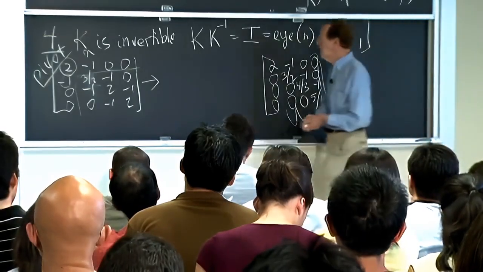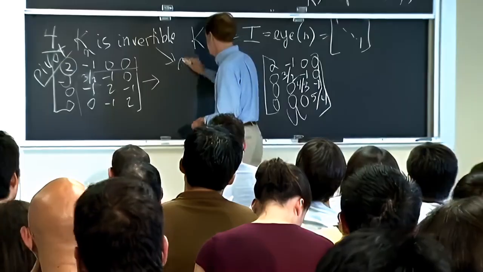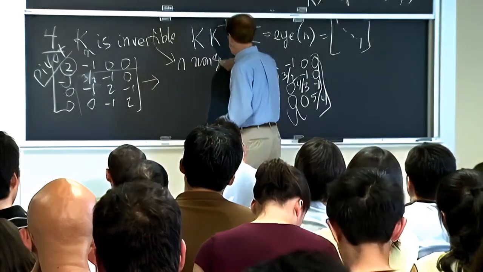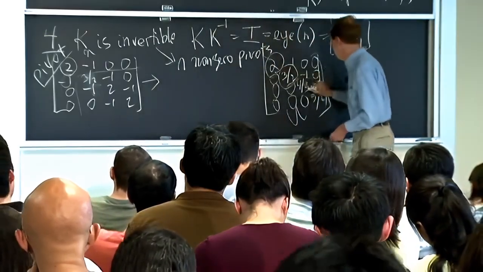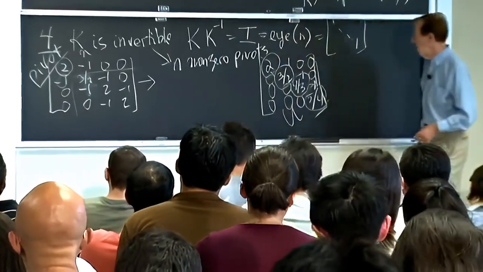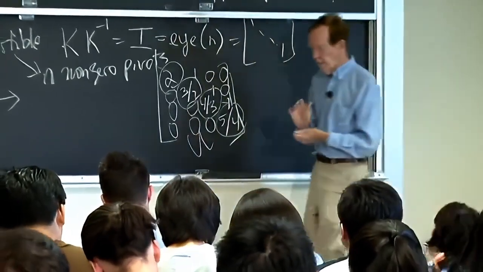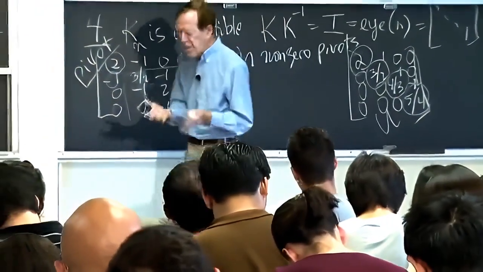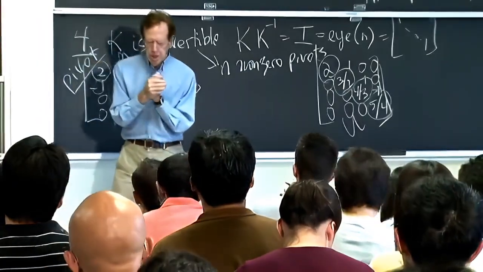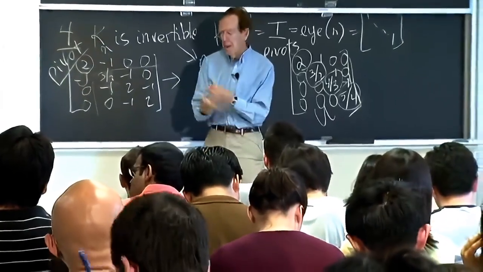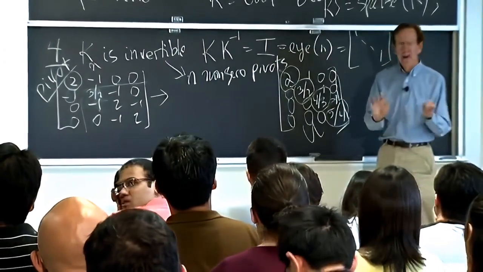Okay, so K is invertible. That means a full set of pivots, n non-zero pivots. And here they are, 2, 3/2, 4/3, and 5/4. Worth knowing because this matrix K is so important. We'll see it over and over again. Part of my purpose today is to give some matrices a name, because we'll see them again, and you'll recognize them.